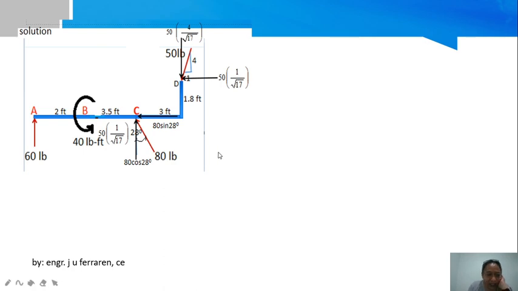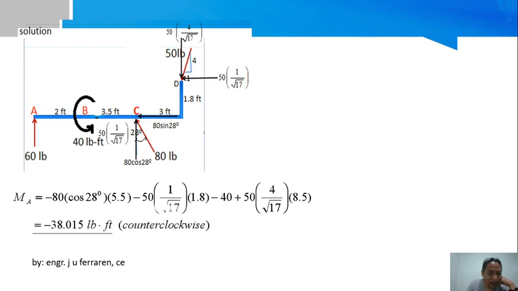Okay? Let us proceed with the computation of the moment at A. The moment at A, so 80, where is 80? 80, this one. Now, I take moment, and there is a negative sign. The rotation with respect to A of the force, when applied to the body, can produce a counterclockwise rotation. So, my sign convention adopted is counterclockwise is negative.